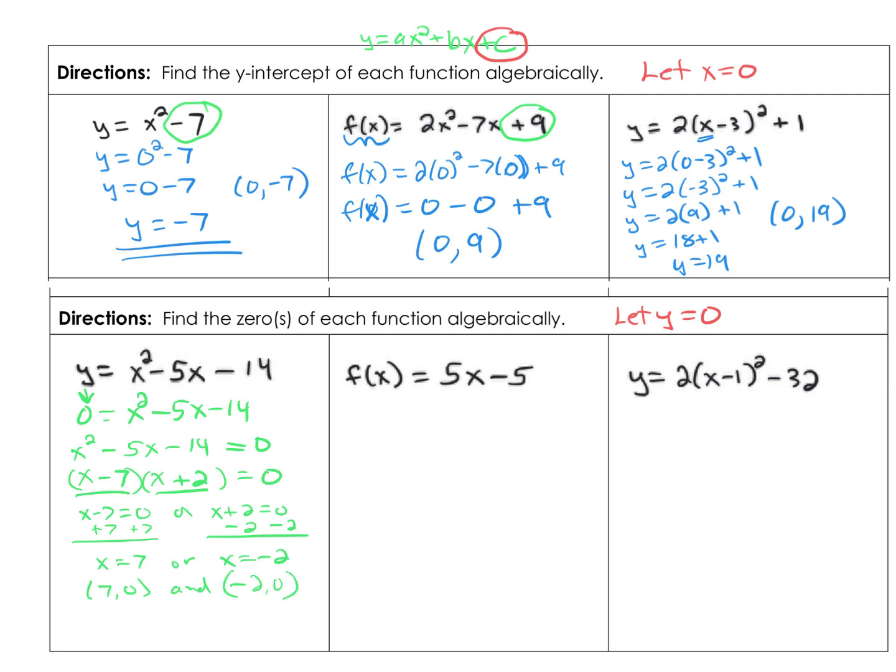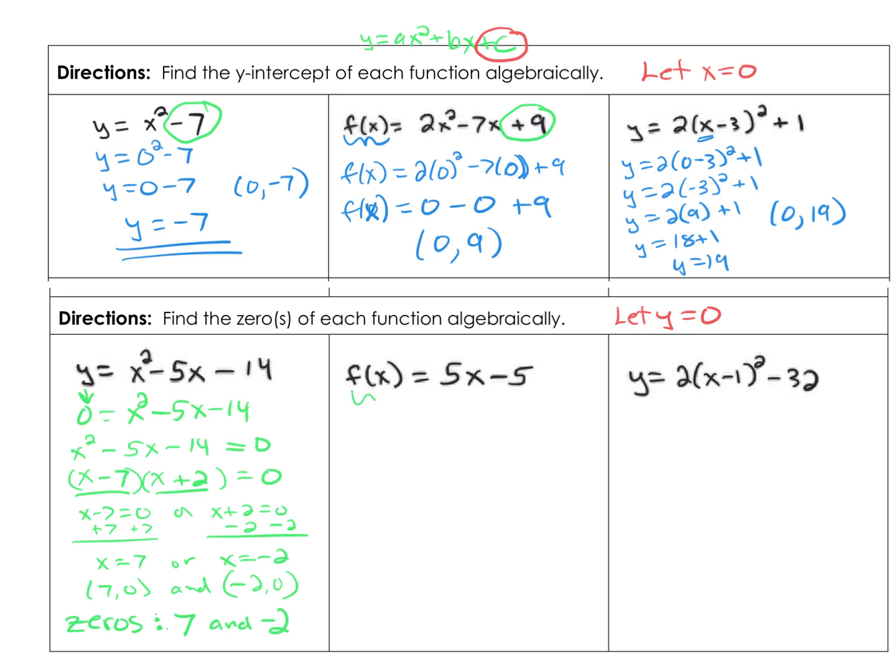If I'm asked to write the zeros, you can write them like this: 7 and negative 2. If you're asked for the actual intercepts, you should write them as points. If you're asked for zeros, you can just write the value where the graph crosses the x-axis. Okay, let's look at the next one.